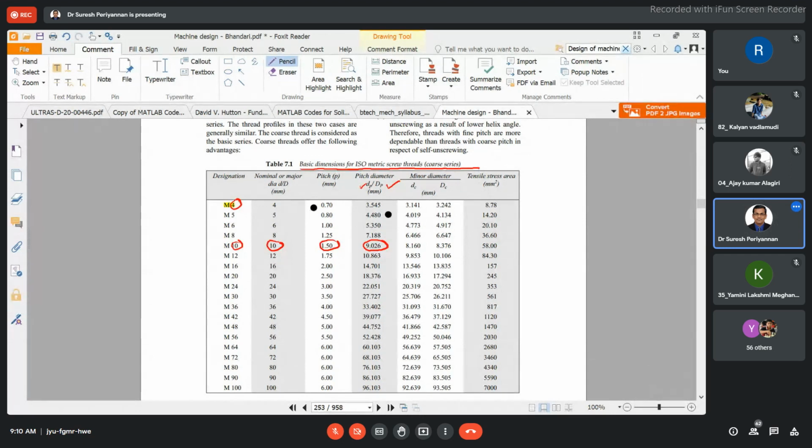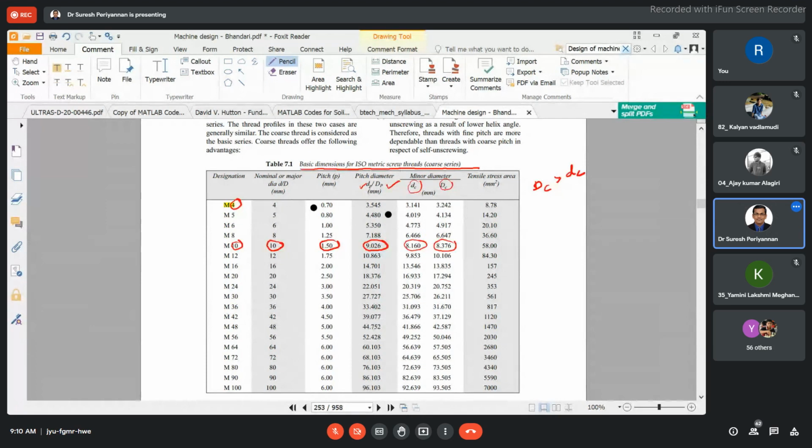Major diameter 10, pitch is 1.5 mm, and the pitch diameter for internal thread and external thread is 9.026 mm. Coming to the minor diameter, small dc is for the external thread and capital DC for the internal thread. The internal thread is always higher, 8.376. For the external thread, minor diameter is 8.16. So capital DC is always greater than the external thread's small dc.